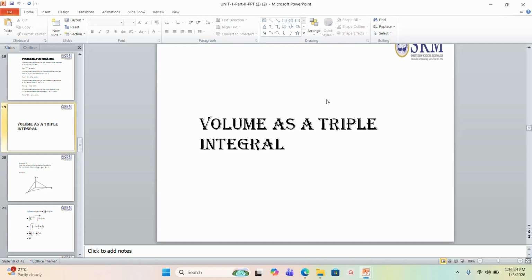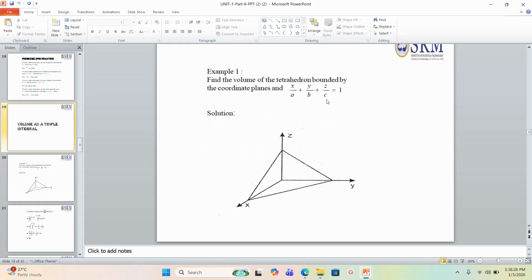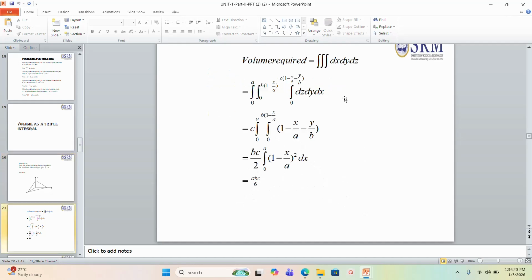Now we can see the volume of a triple integration. So this is the first question: find the volume of the tetrahedron x by a plus y by b plus z by c is equal to 1. So first of all we have to find the x limits, y limits and z limits.